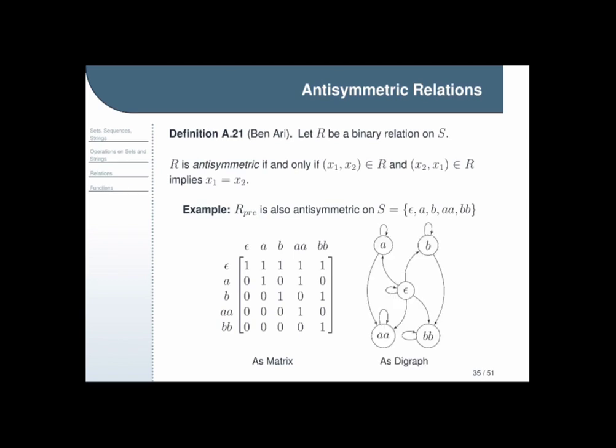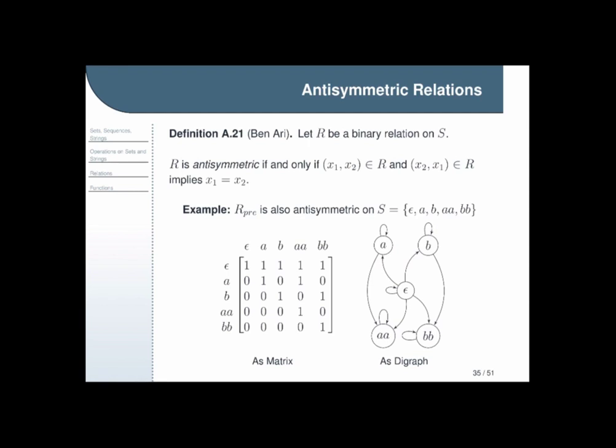The way this looks in the digraph is a little bit more subtle, but essentially, if there's an arrow heading out from a vertex to another vertex, it cannot be heading back, right? Except for in the case where the arrow that's heading out and heading back is a self-loop.